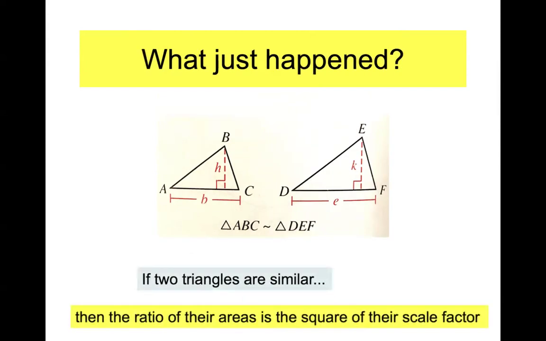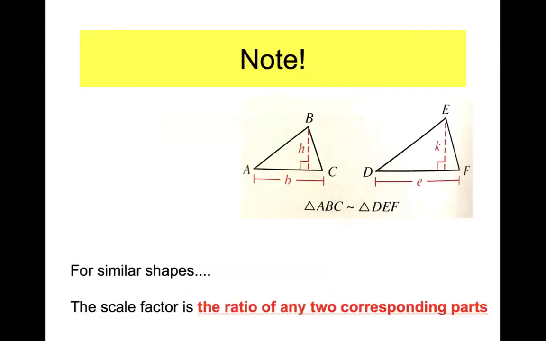So if two triangles are similar, then the ratio of the areas is the square of their scale factor. And I did make that statement right there. It's not just their bases. It can apply to any two corresponding parts. So we could have done that for their heights. The height, h over k would be the scale factor. 2b over e would be the scale factor.